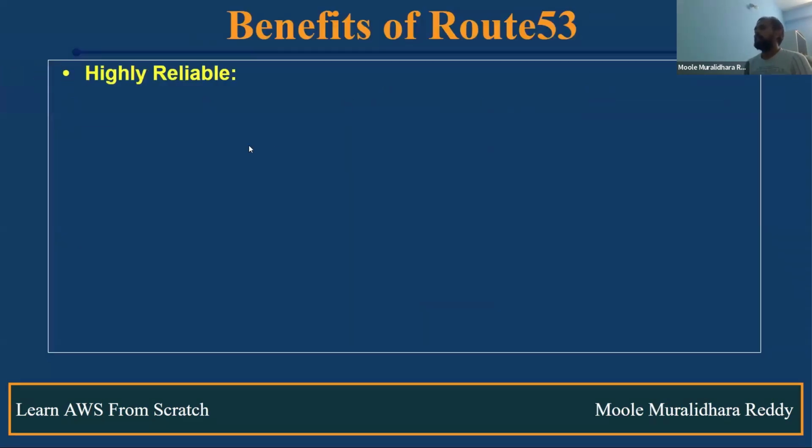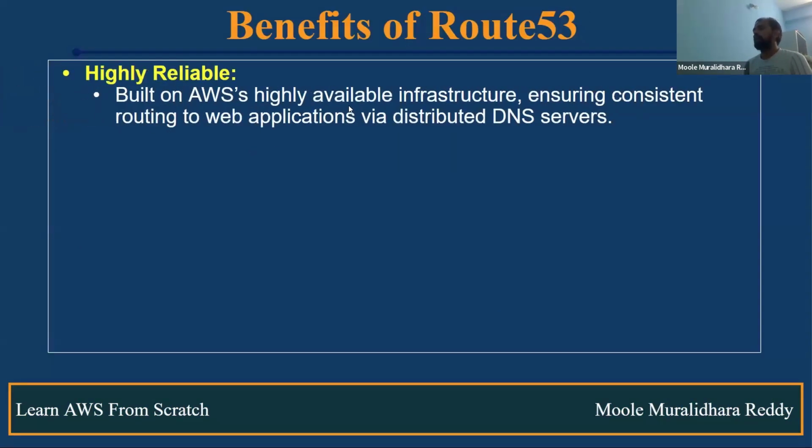First one, highly reliable. AWS built a highly available infrastructure, ensuring consistent routing to web applications via distributed DNS servers. When you create the Route 53 hosted zone, it will generate distributed DNS servers, and through those DNS servers it will consistently route the traffic to the particular web applications.